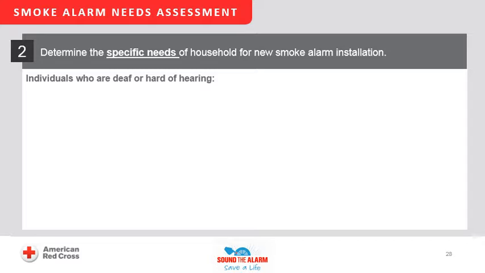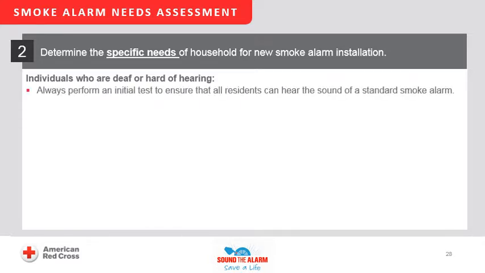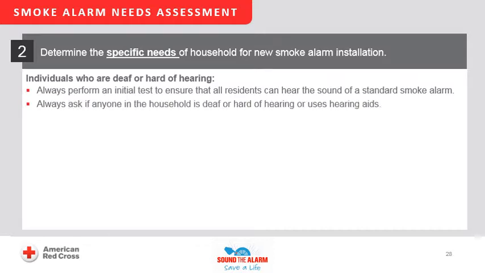The Red Cross offers free bedshaker alarms for individuals who are deaf or hard of hearing to ensure that these individuals have adequate notification in the event of a home fire. To assess whether or not anyone in the household is deaf or hard of hearing, be sure to do the following. Always perform an initial test to ensure that all residents can hear the sound of a standard smoke alarm. Always ask if anyone in the household is deaf or hard of hearing or uses hearing aids.